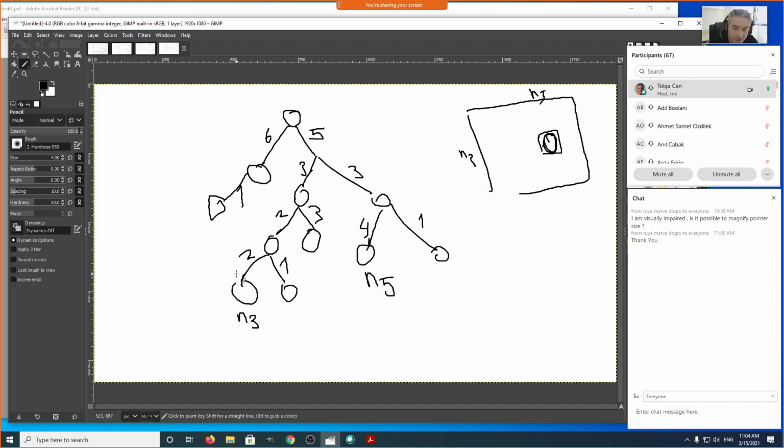And since it's a tree, there is a unique path between n3 and n5. It's this distance, 2 plus 2 plus 3 plus 3 plus 4. So 4, 7, 10, 14. So it's 14. So in the input matrix, it should be written as 14.